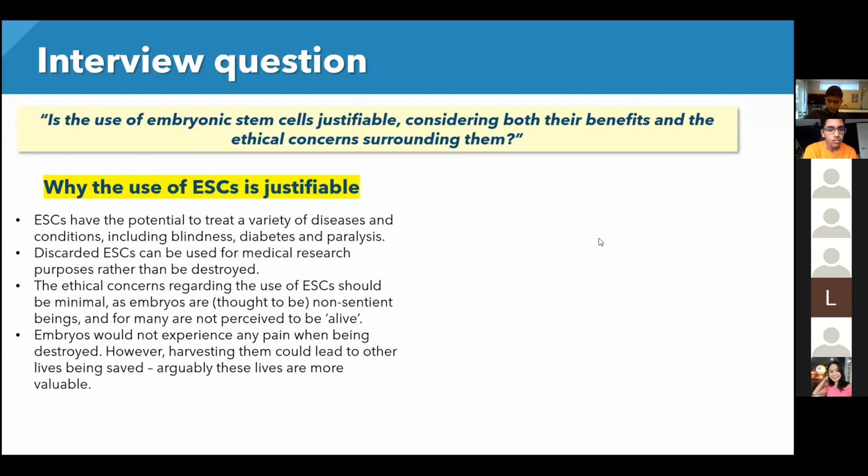Discarded embryonic stem cells can be used for medical research purposes rather than be destroyed. I'm not exactly sure how they could be used for medical research purposes, but I guess that's true. Embryonic stem cells are pluripotent, so they can differentiate into a wider range of cell types, thereby having the ability to help treat diseases. So beneficial in that sense. However, there are ethical concerns on whether we have the right to use embryos. It's justifiable because you can save many lives. From a utilitarian point of view, using them does the most good. Benefits could outweigh the ethical concerns.